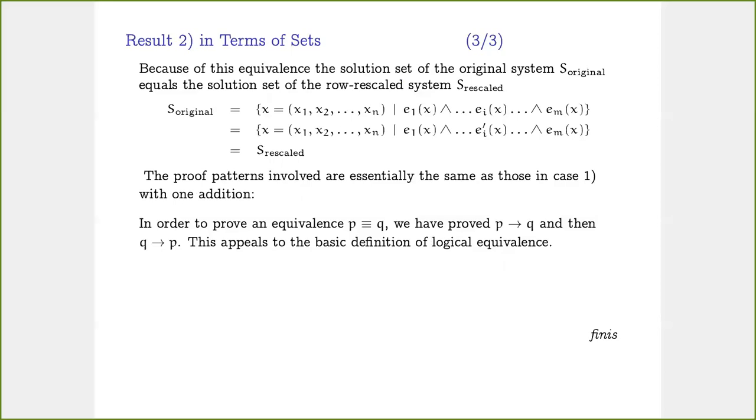Now the proof patterns used here are essentially the same as in case one, with one slight addition. In order to prove an equivalence, P is equivalent to Q, which is what we were doing in proving that this condition up here is logically equivalent to this, we showed that P implies Q. That is, if S makes this true, then S makes the following true. And then we turned it around and said, if S makes this true, then it makes this true. Well, this is just appealing to the basic definition of logical equivalence. And that's it for this case.